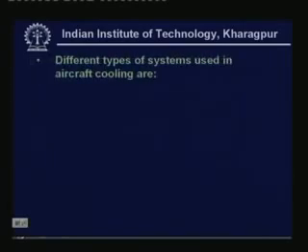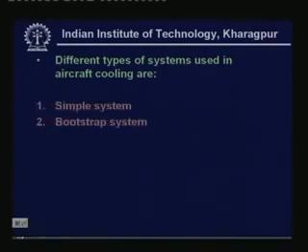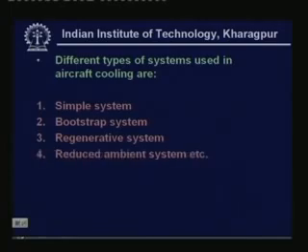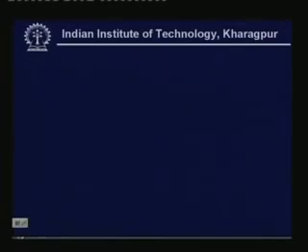Now there are different types of systems used in different situations and for different types of aircrafts. For example, you can have what is known as a simple system, you can have a bootstrap system, you can have regenerative system, you can also have what is known as a reduced temperature system. There are other systems also. These are the three main systems. The fourth one, as I said, is reduced ambient system. Each one has its own advantages and disadvantages and applications. Let us quickly look at these systems.